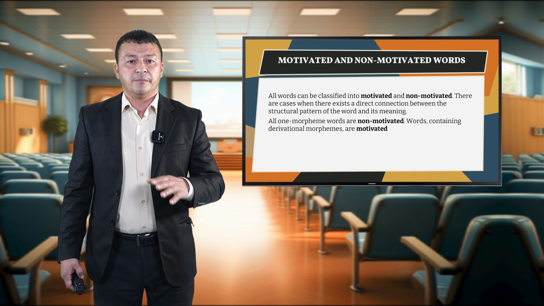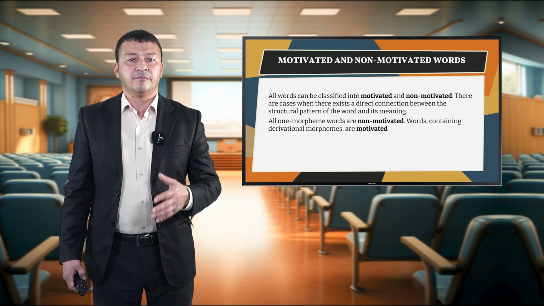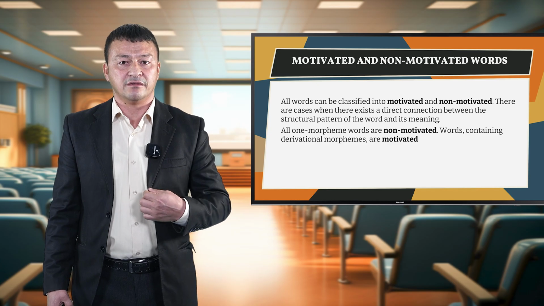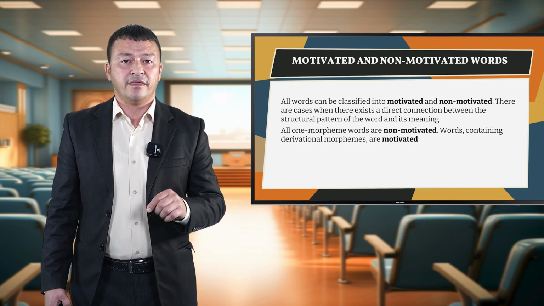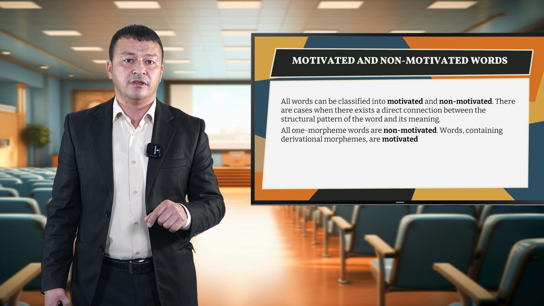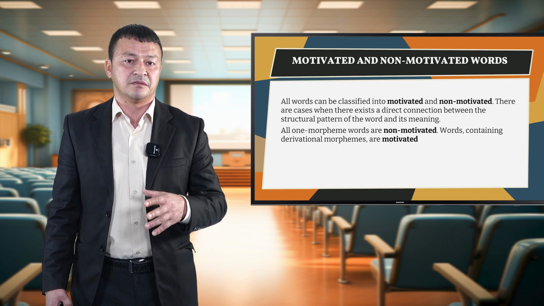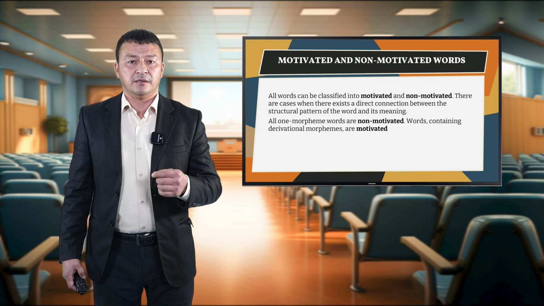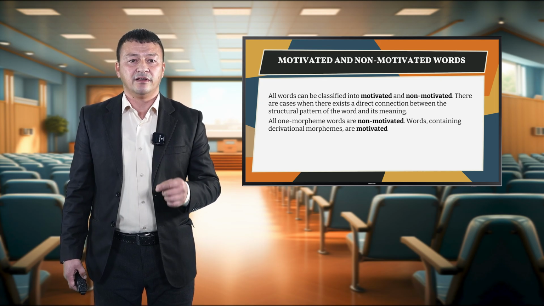Besides this, we can observe motivated and non-motivated words. All words can be classified into motivated and non-motivated. There are cases when there exists a direct connection between the structural pattern of the word and its meaning. All one-morpheme words are non-motivated. Words containing derivational morphemes are motivated. Besides this, one word can be understood differently in different contexts.